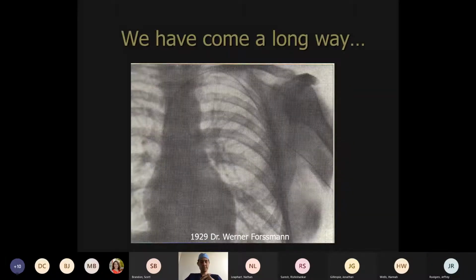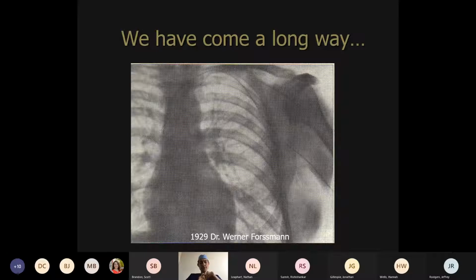Go to the next slide. And you see that nowadays we have developed a lot. We have increased our ability to do procedures. But this is, I don't know if you guys can see, coming from the left arm, a line coming all the way up in the chest and ending in the right atrium. That was what we consider the first PICC line ever. It was done in 1929 by a cardiologist.